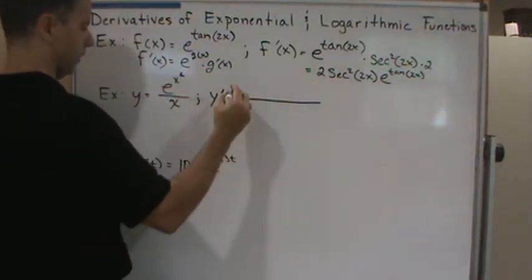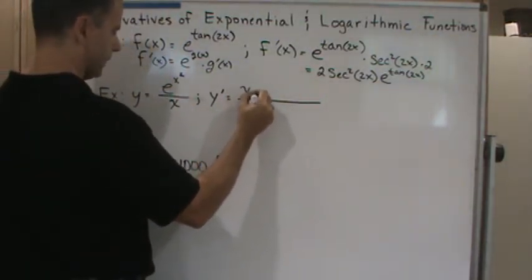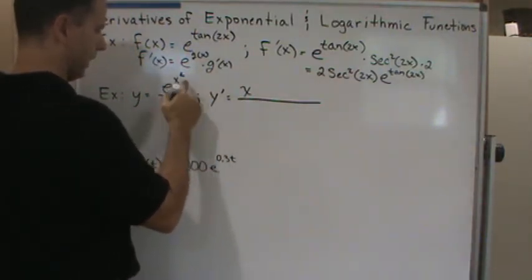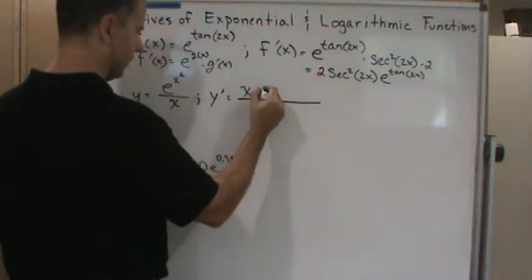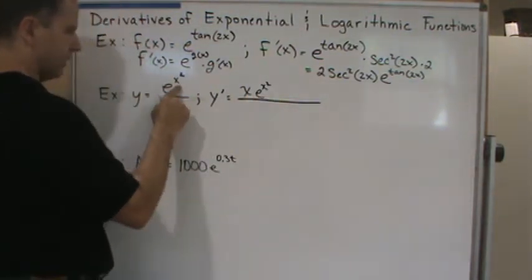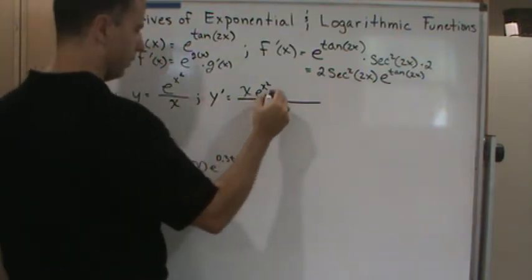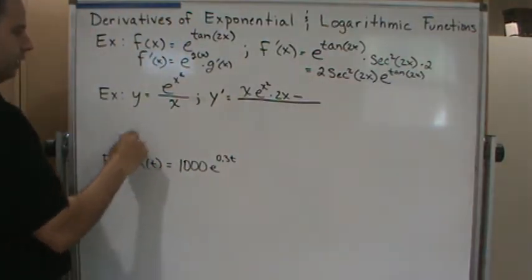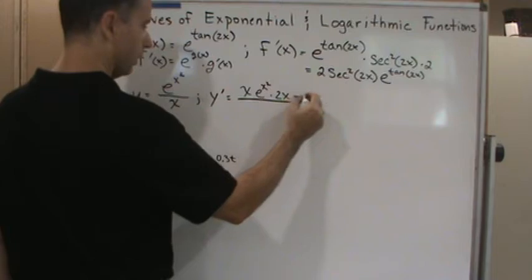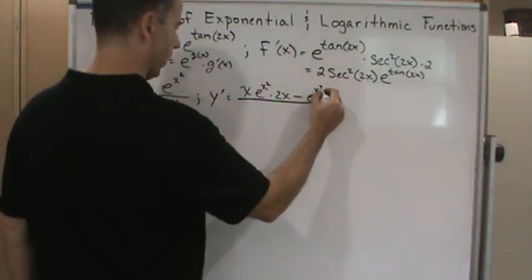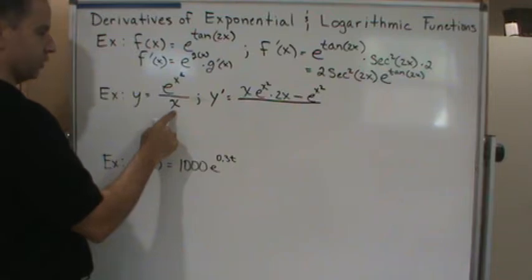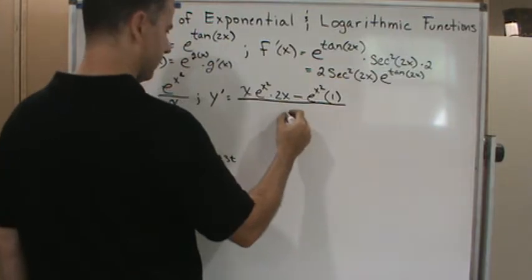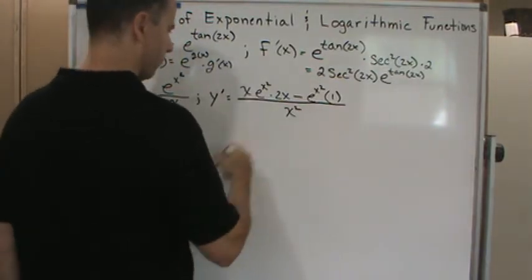Low D high, so it's going to be x times the derivative of high. The derivative of e to the x squared is e to the x squared times the derivative of the exponent, which is 2x, minus high D low, which is e to the x squared times the derivative of the bottom, which is just 1. We just get 1 there, and divided by the bottom squared, which is just x squared.